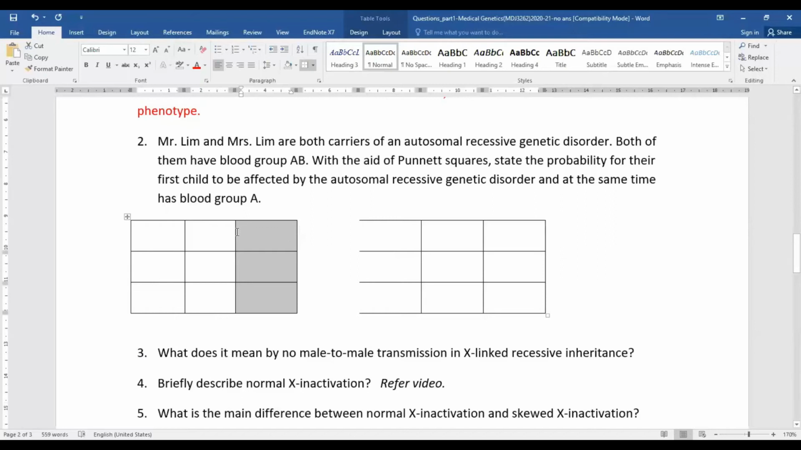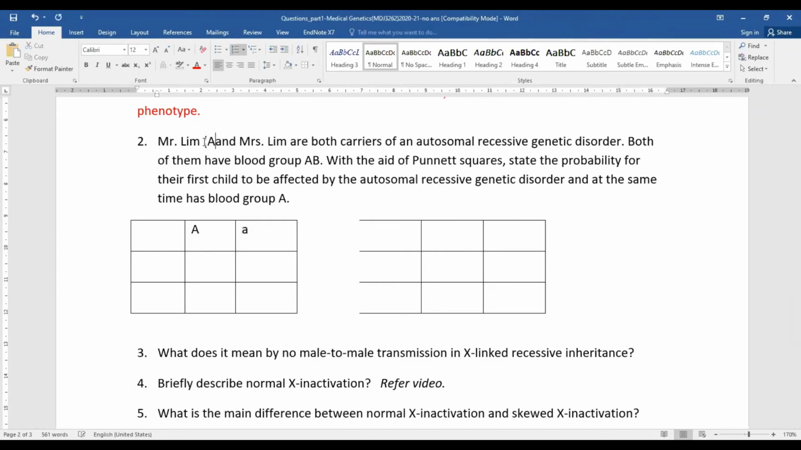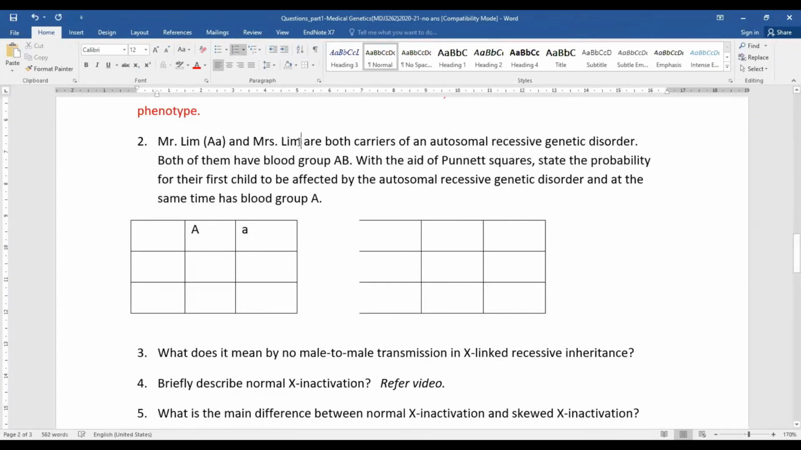Autosomal recessive genetic disorder. So the genotype, these are both carriers, so it'll be capital A, small a. Mr. Lim would be capital A, small a, and then Mrs. Lim will also be capital A, small a. Correct? Both are carriers.